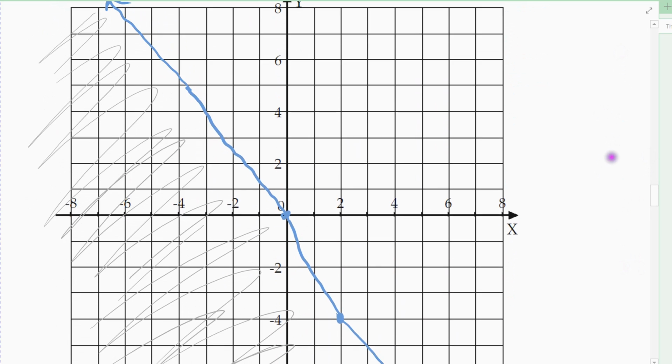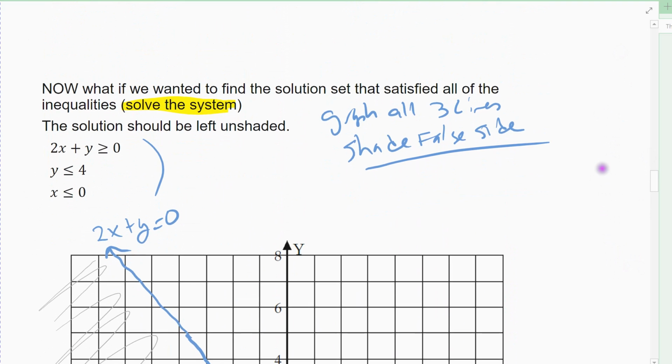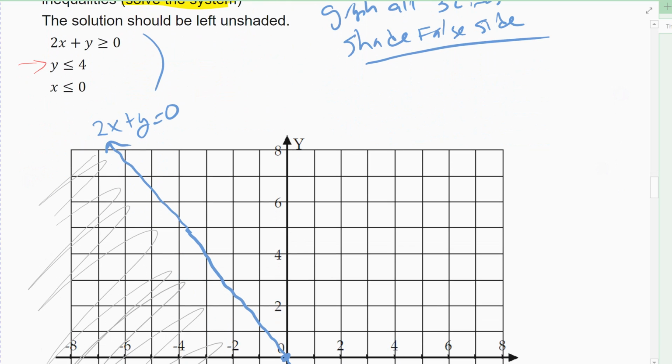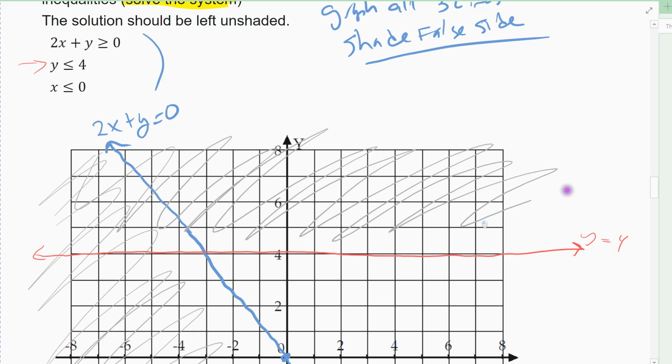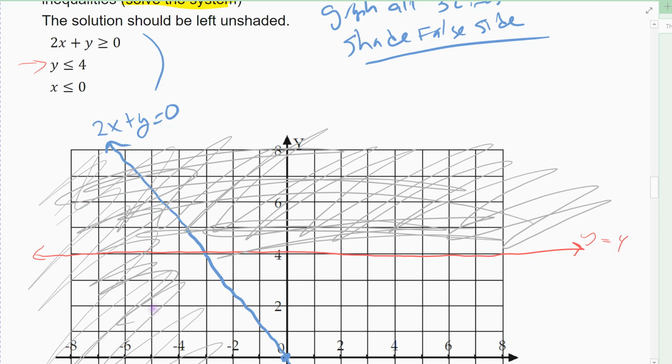I need to make my graphs not so big in my next examples. I have a different color for the next one, so I'm going to graph this one in red. My y equals 4, remember, goes through the line here. I want everything less than 4, so I shade in everything greater than 4. The side I want to shade in was above that, the one we did earlier. So I shade that in. None of that's part of my solution set.